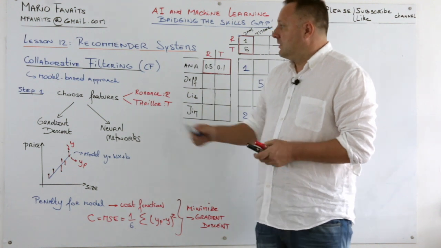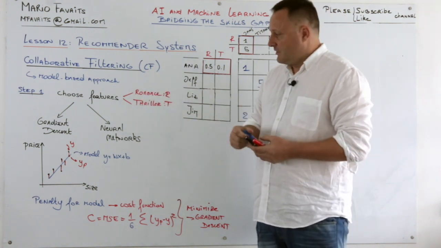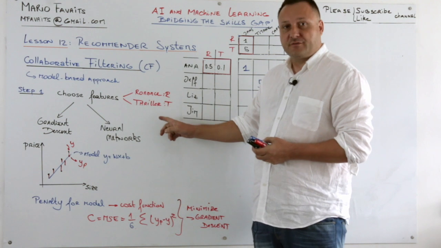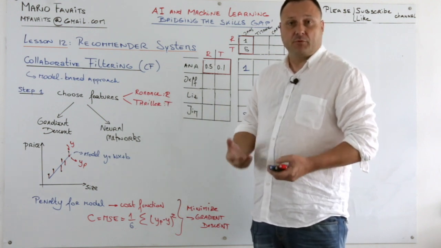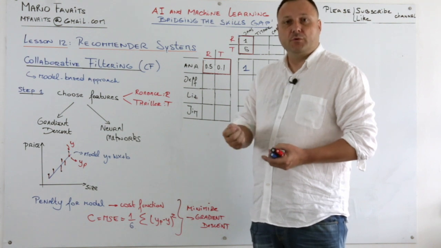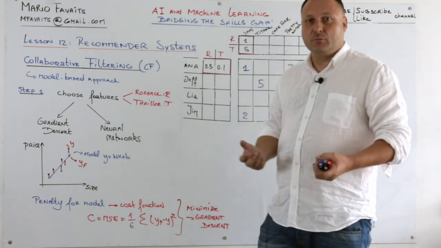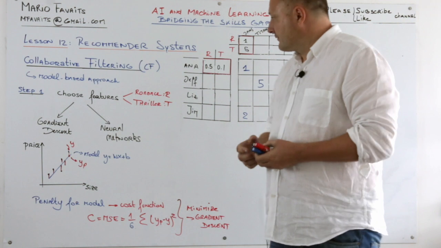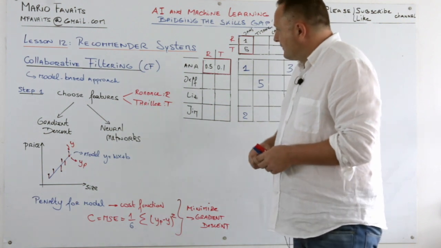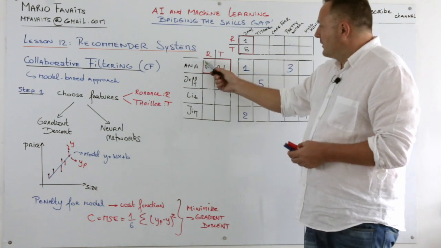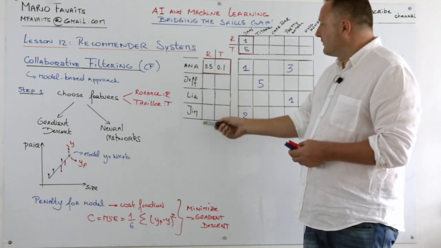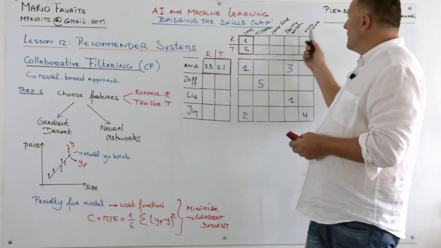Okay, let's continue with our model-based approach. So we've chosen two features, yeah? And again, the number of features you choose is a hyperparameter which you tune during cross-validation. This is a normal course of business for machine learning.